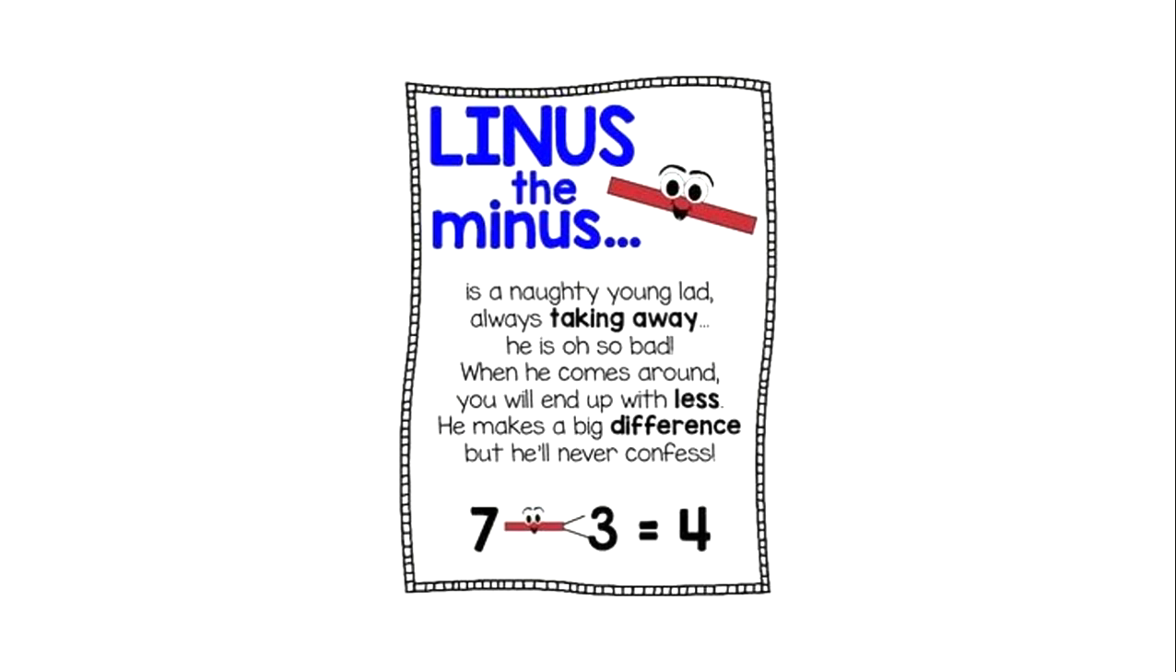So Linus the Minus is the minus sign, and he is always taking away. You always end up with less when he's around. He makes a big difference, but he never tells the truth. He's like, oh, I didn't do anything. But once he is there, you end up with less. All right, so there's an example here of a subtraction sentence. 7 minus 3. So Linus the Minus took away the 3. And how many was left? 4. Is that more or is that less than what you had before? That is definitely less because 4 is smaller than 7. So Linus the Minus is the minus sign and he is always taking away because he's oh so bad.